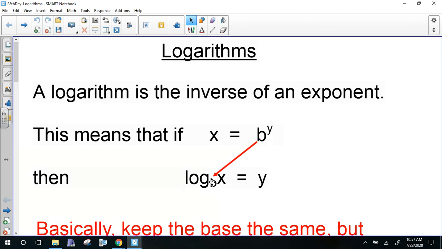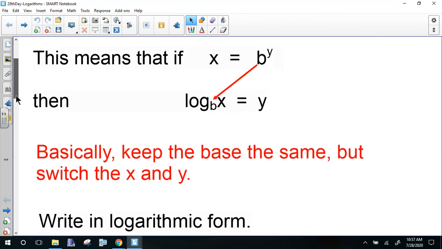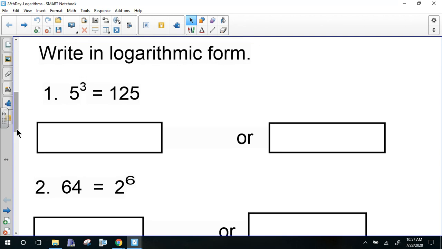A log function is in the form of log to some base and some value equal to y. Remember, exponential function, we're going to write it as x equals b to some exponent y. So we're going to keep the same base and put it beside the log. So this b, the big number in the exponential function, comes down to be the little base in the log. And then we just switch the x and the y. Okay? We keep everything the same except switch the x and the y. So let's do some examples.